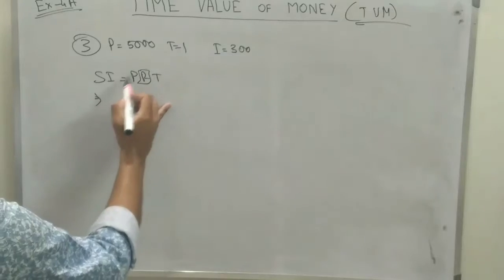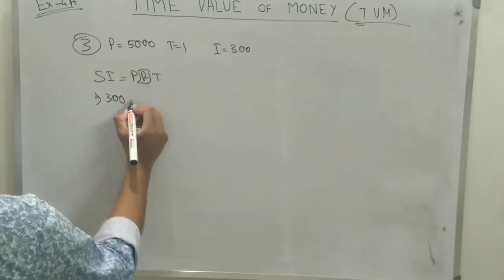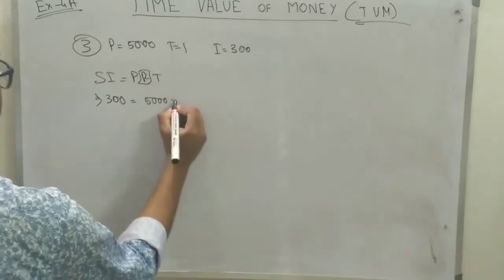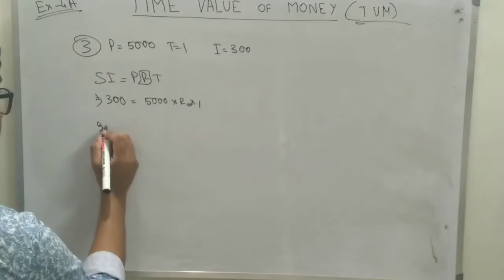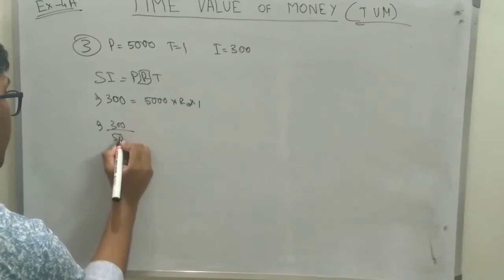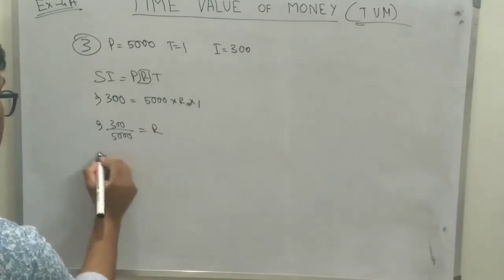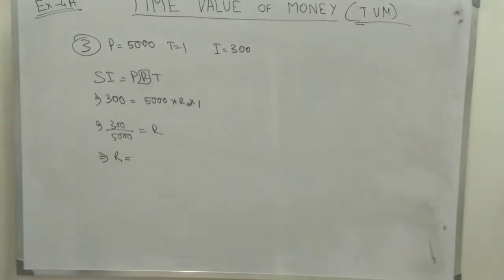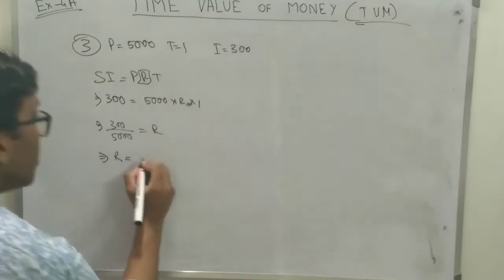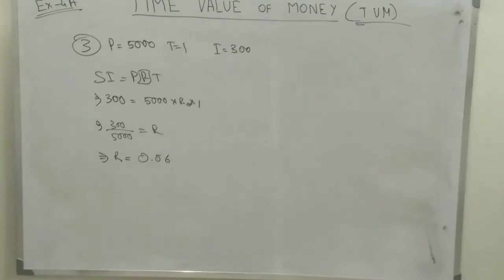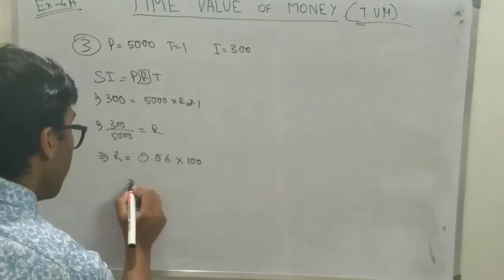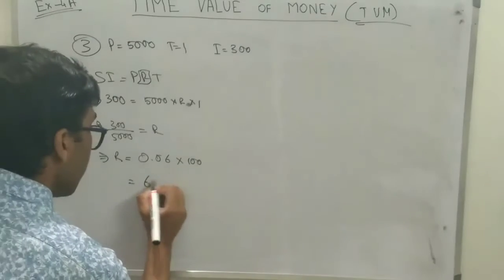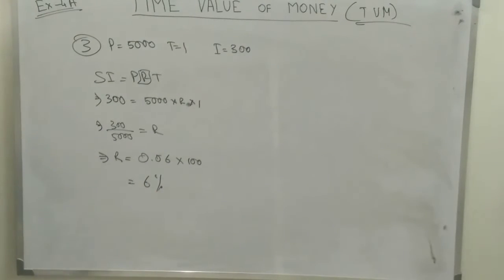That means simple interest is given as 300 is equal to 5000 into R into 1. That means it can be written as 300 by 5000 is equal to R, which is 0.06. Now the options are given in percentage terms, so multiply this amount with 100, which comes to 6%. It's option number C.